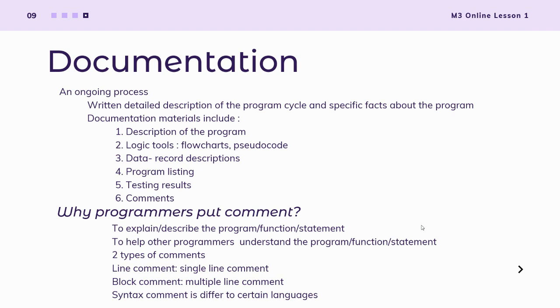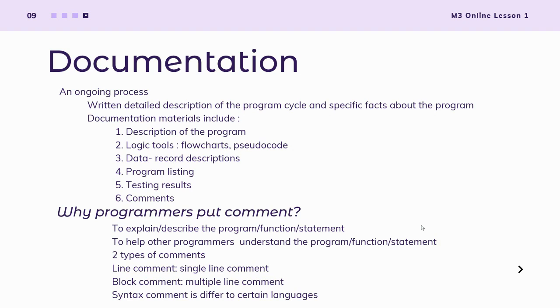These are the explanations on why we put a comment. Number 1 is to explain or describe the program, the function, or the statement, so it will be easier to understand or it will be easier to know where the problem is. Next is to help other programmers understand the program, the function, or statements. In certain programs, it's not only one programmer who will code the program. It could be a group of programmers. So in order for the other programmers to understand a certain part of the program, you need to put comments or a description of what that block or function is for.